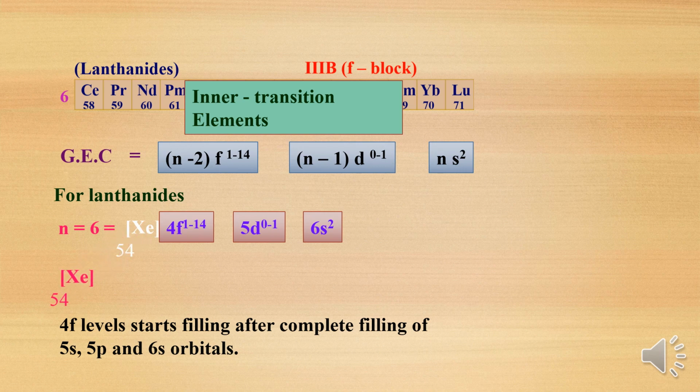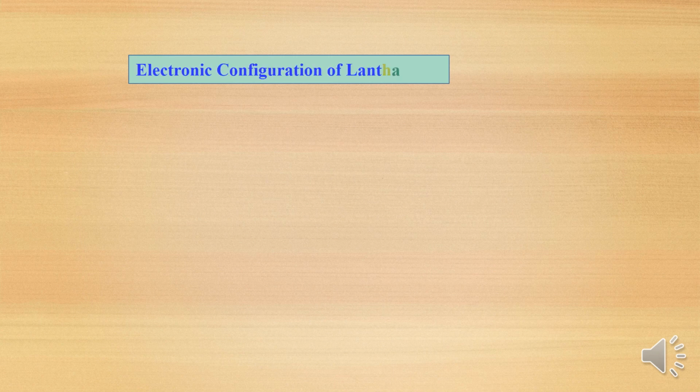You can see xenon is the nearest noble gas, atomic number 54. The xenon electronic configuration is 1s2, 2s2, 2p6, 3s2, 3p6, 3d10, 4s2, 4p6, 4d10, 5s2, 5p6. This is xenon. So now we will write the electronic configuration of lanthanides.